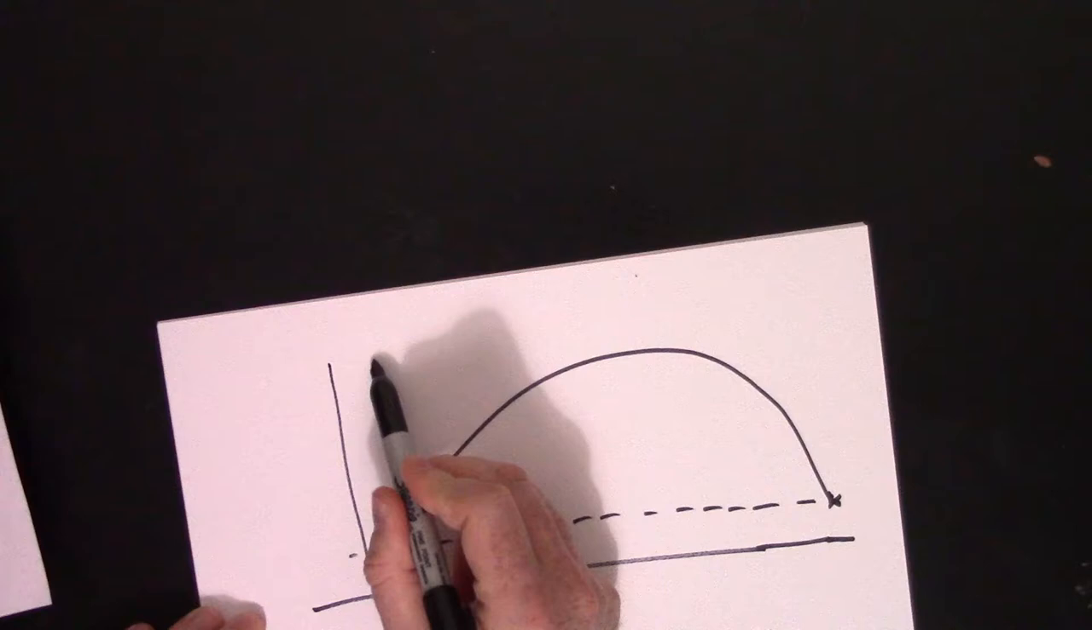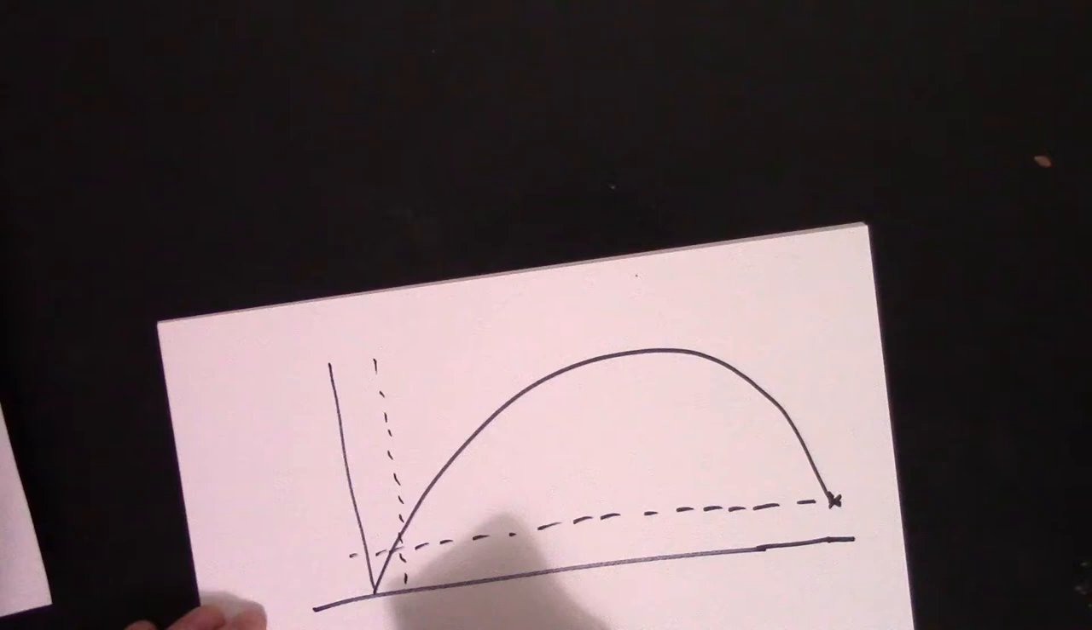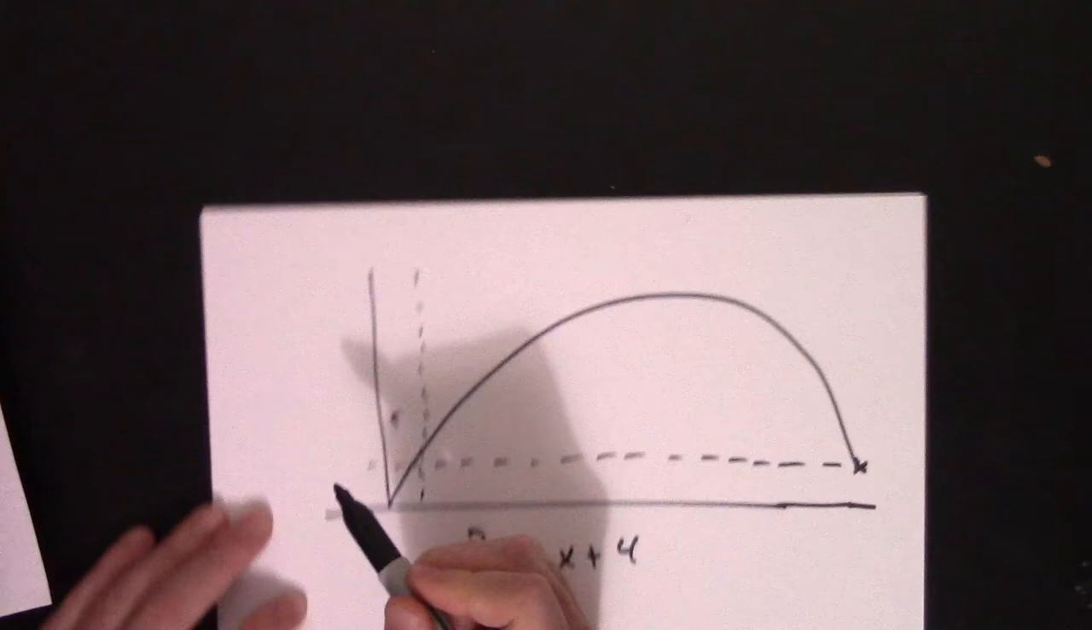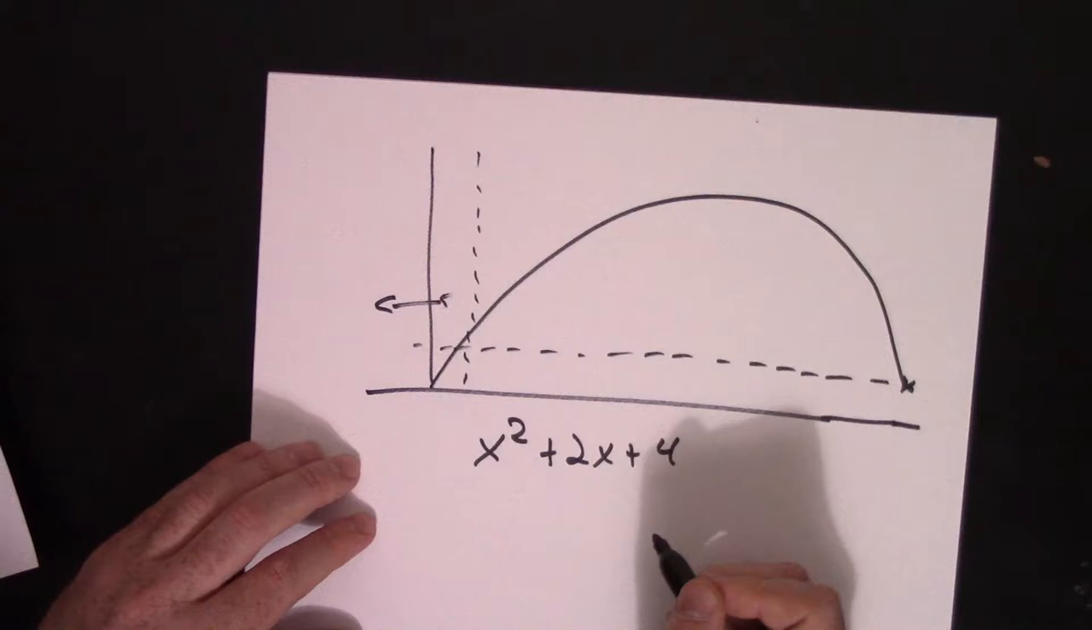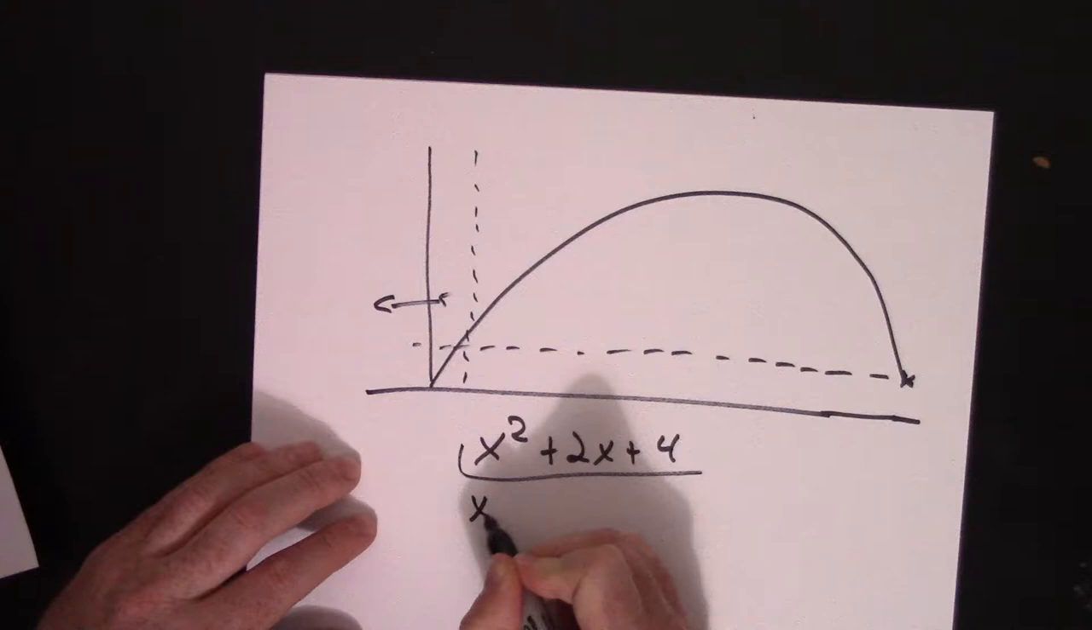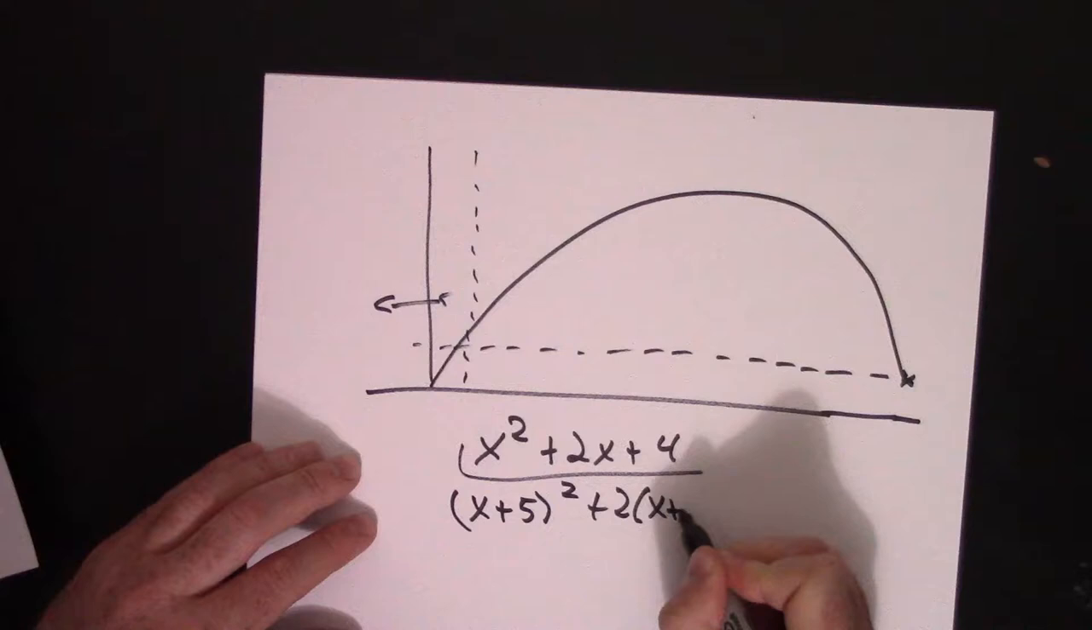In order to translate a graph to the left, let's say you have a parabola and the polynomial looks like x squared, oh, it doesn't really matter, plus 2x plus 4. Fine. In order to move this, let's say you want to move it 5 units to the left, five units this way. In order to do that, you would actually have to translate this function into x plus 5 squared plus 2 times x plus 5 plus 4.